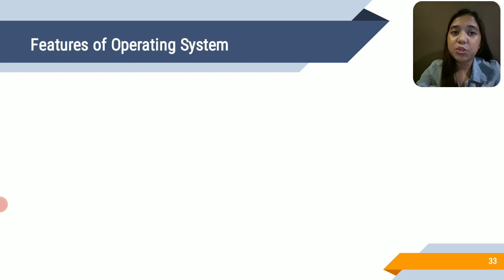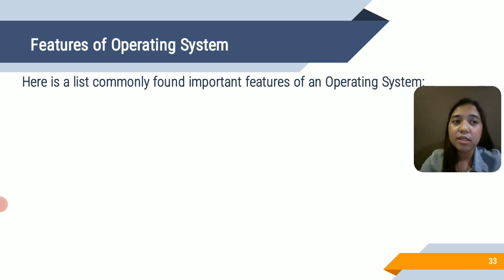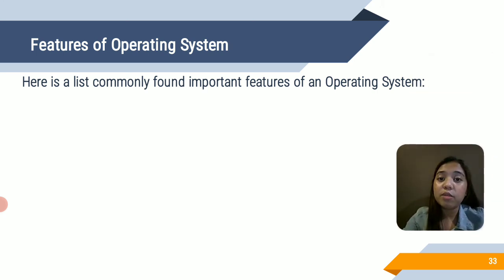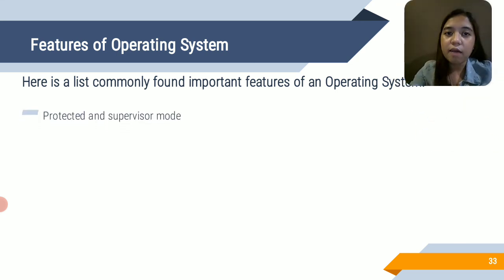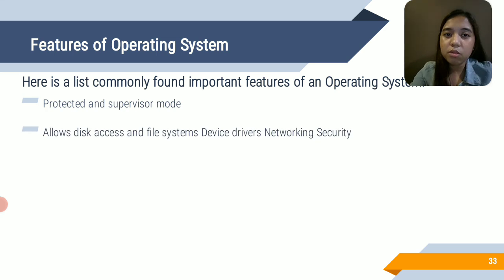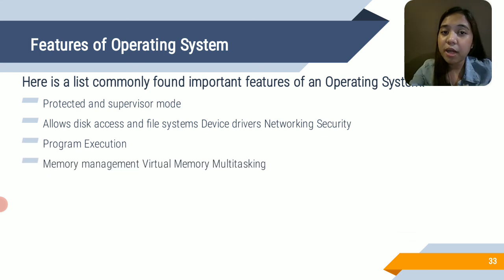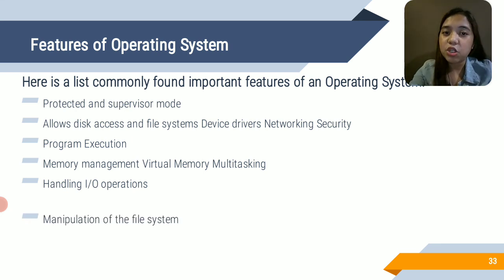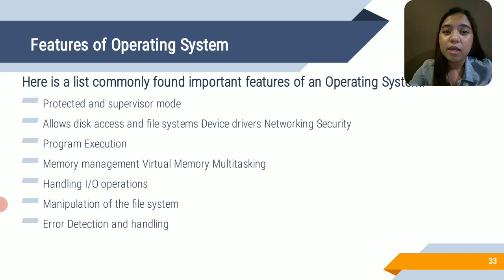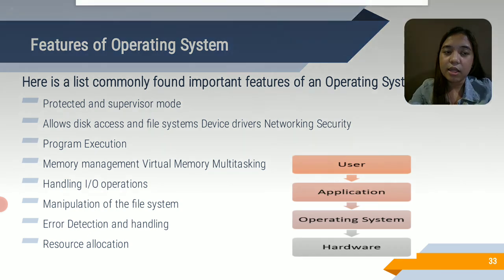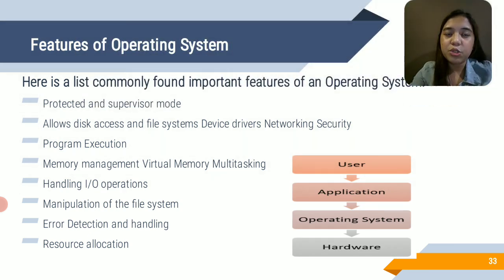Now we do have a picture on our operating system, which is our OS, and here is a link to the commonly found important features of an operating system. We do have protected and supervisor mode, disk access and file system, program execution, memory management, multitasking, handling I/O operations, manipulation of files, error detection, and also resource allocation. And that will be the features of an operating system.